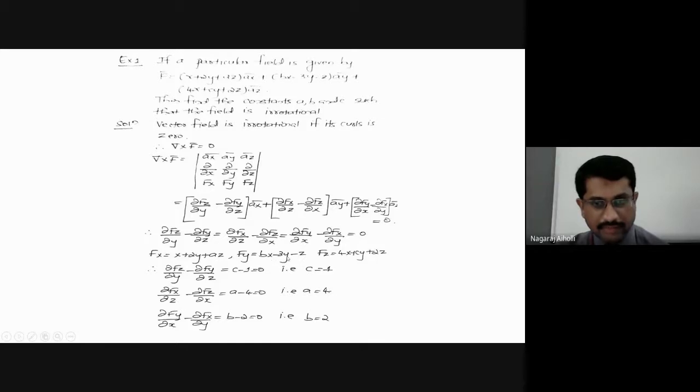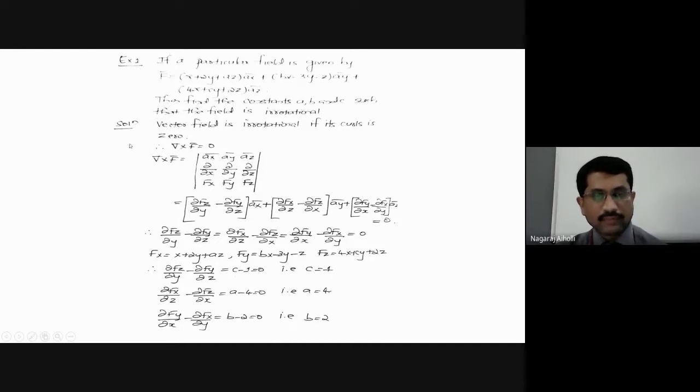Then minus 3y minus z, it will be 0. Then similarly minus dou fx by dou y, this will be differentiate x with respect to y, we'll get 2 here. X and az are constants, they will become 0. Therefore b minus 2 equal to 0, or b is equal to 2. Hence we have found out the constants, that is a, b and c, as a is equal to 4, b is equal to 2 and c equal to 1.